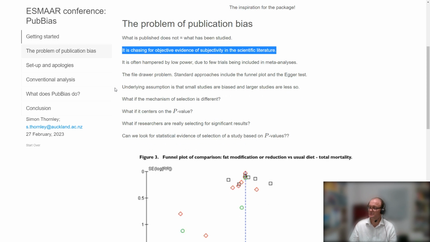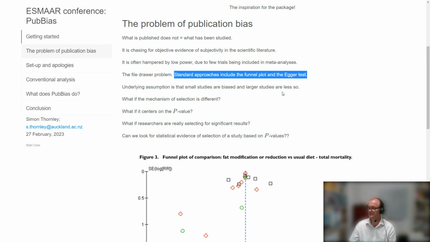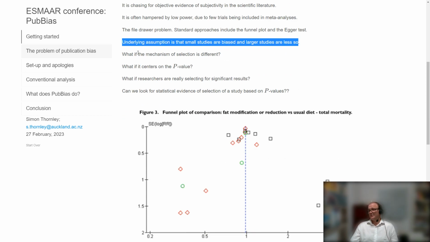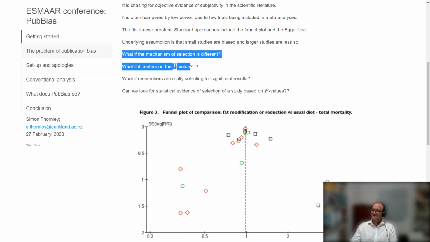And we have problems with publication bias in that there's usually only a small number of trials in a meta-analysis, and so we have low statistical power. The standard approaches can be insensitive, like the Egger test and the funnel plot, and often they're based on an underlying assumption that it's really the small studies that are likely to be more biased and prone to publication bias than the larger studies. But what happens if the mechanism is slightly different?